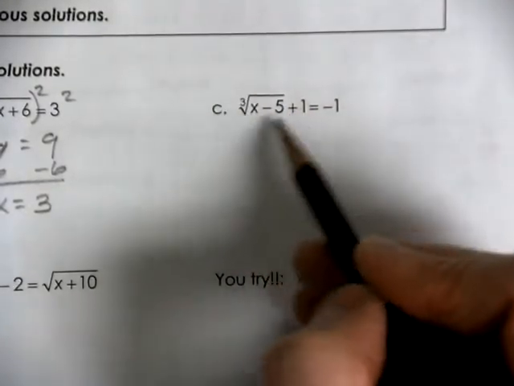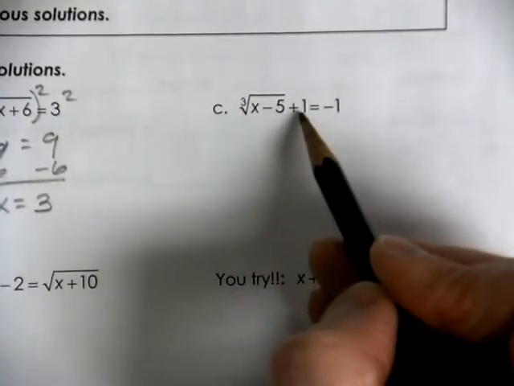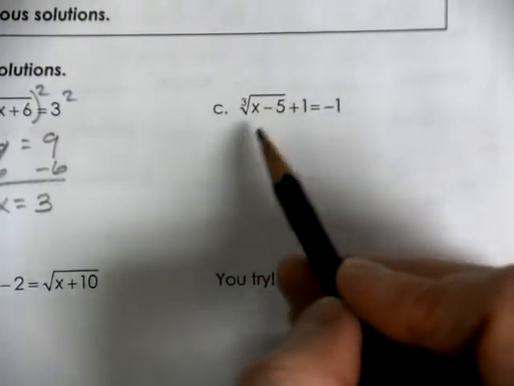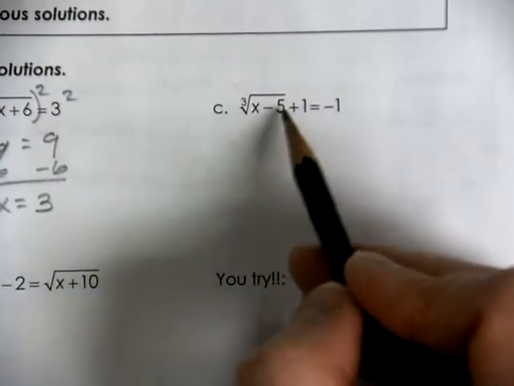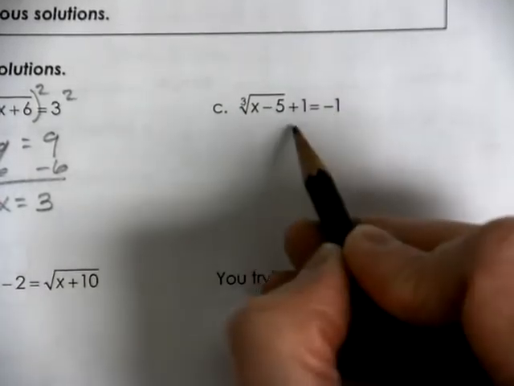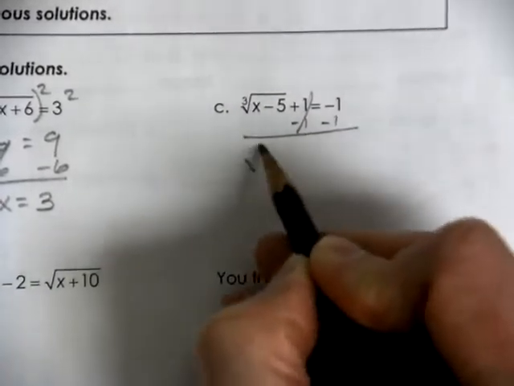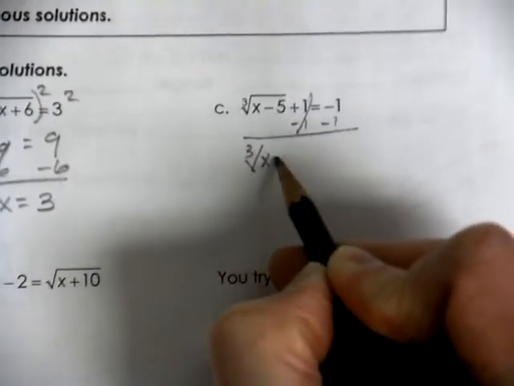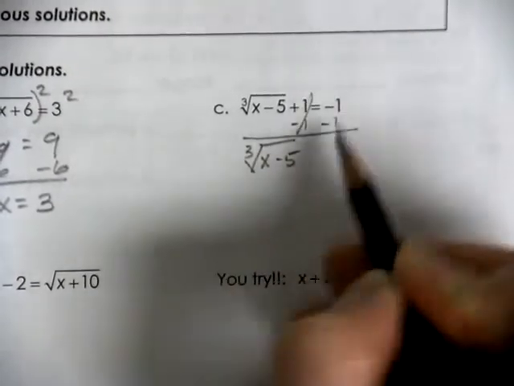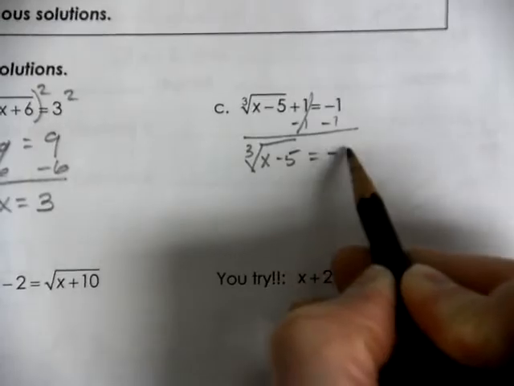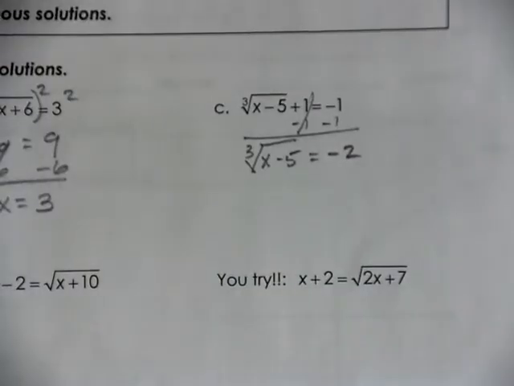Now this has the radical and it has a +1. So the radical is not isolated yet. We need to isolate the radical. So that means you need to move the 1 over first. That's the cubed root of x minus 5. And that's going to equal -2.